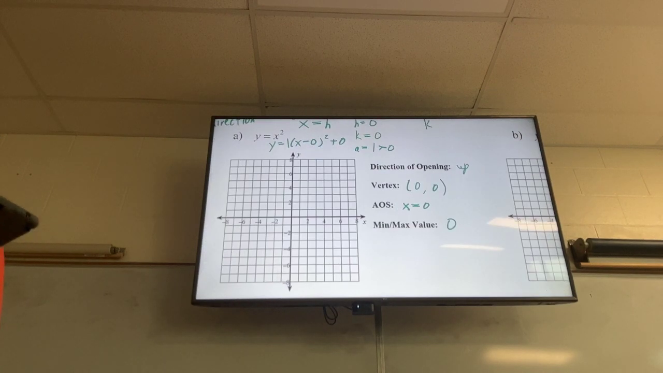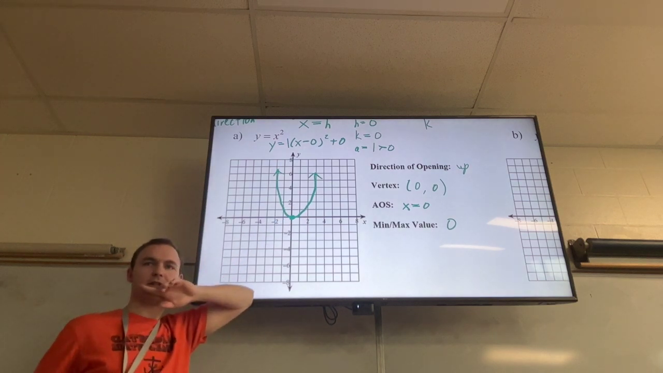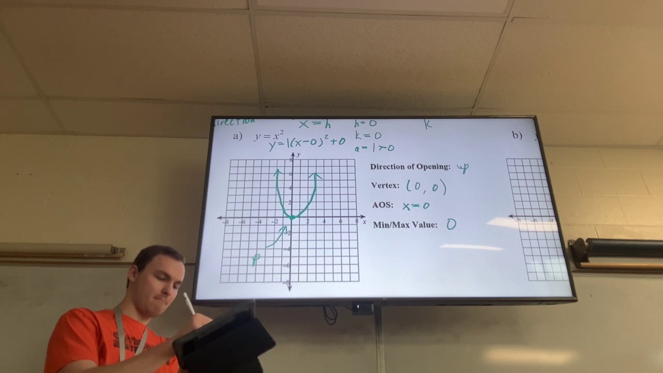Okay. So we plot the vertex, and then we draw a horseshoe facing up. Now my vertex, do you guys know what I mean by vertex? The vertex is the point on the end.